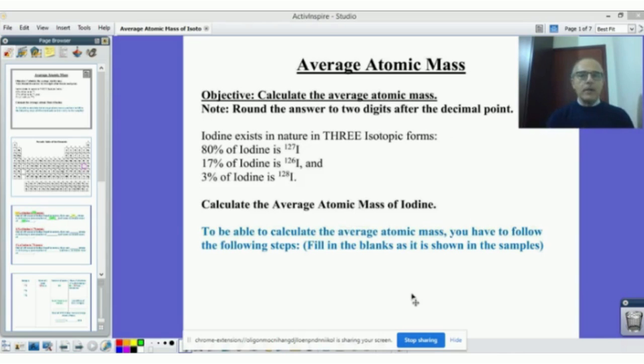Which formula should be applied? Is it needed to memorize the formula without understanding it? Of course, no. I will show you how to construct the formula based on a guided worksheet that you have to follow, and you will be able to discover the formula without me explaining it to you. So to be able to calculate the average atomic mass, you have to follow the following steps. Just fill in the blanks as it is shown in the samples.